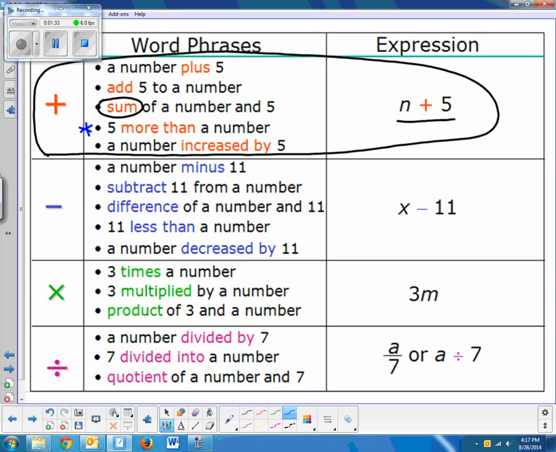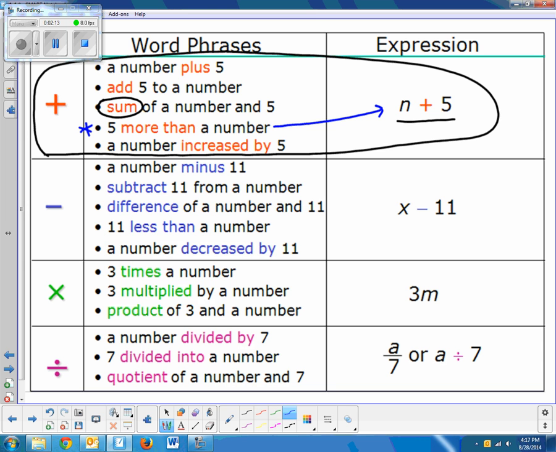5 more than a number. What's different about this is that the 5 comes first in the word phrase, yet in the expression, the 5 does not come first. The 5 actually comes last. And so even though it says 5 more than a number, it's expressed as n plus 5. Now that means less in addition. Addition is what's called commutative. But it will show up and be much more relevant for subtraction and division. And the last one, we have a number increased by 5. So those are 5 ways that you can express this expression in a word phrase.